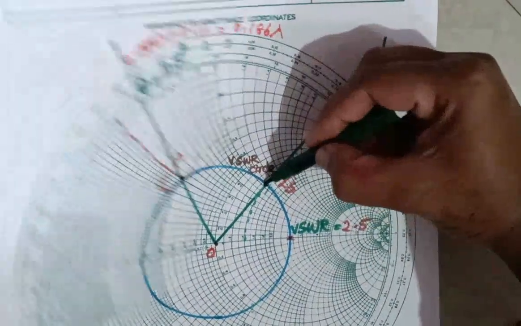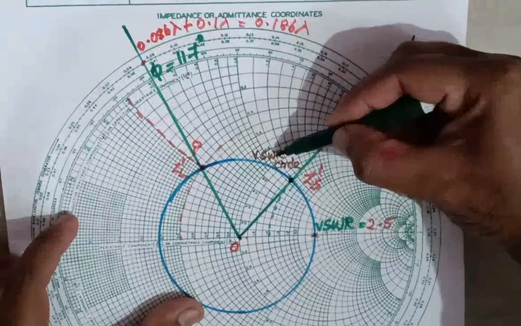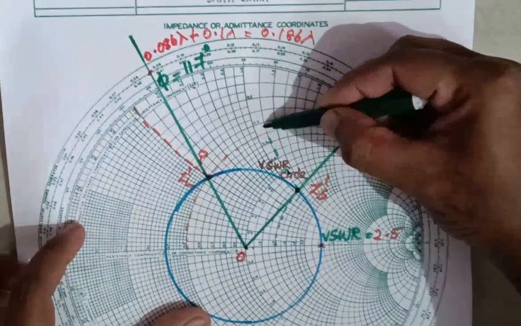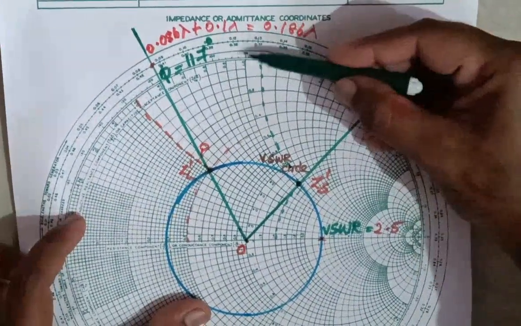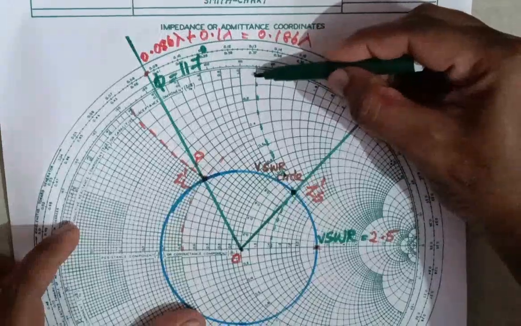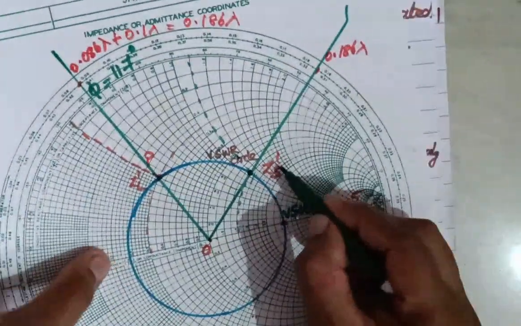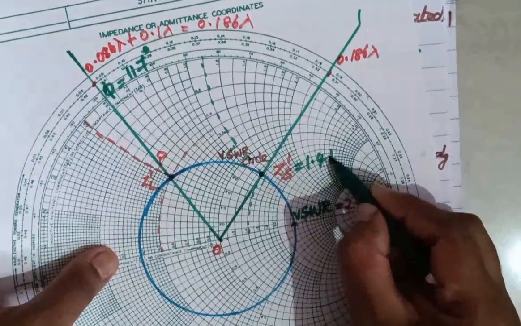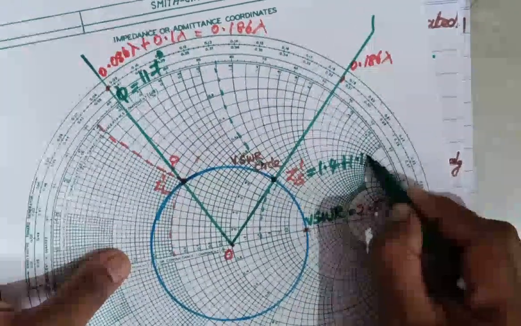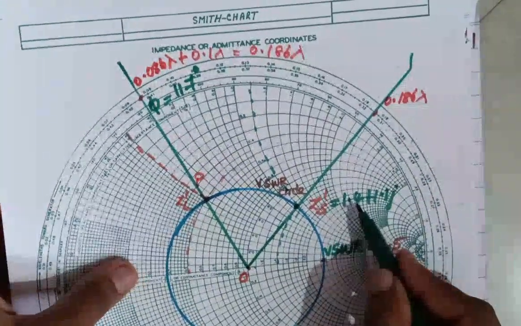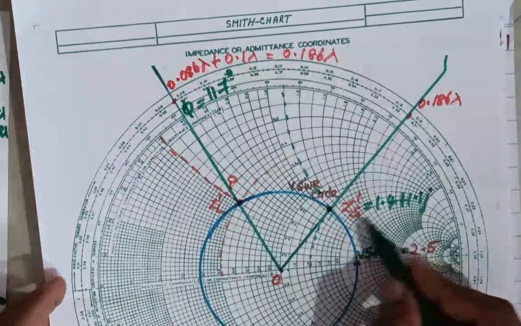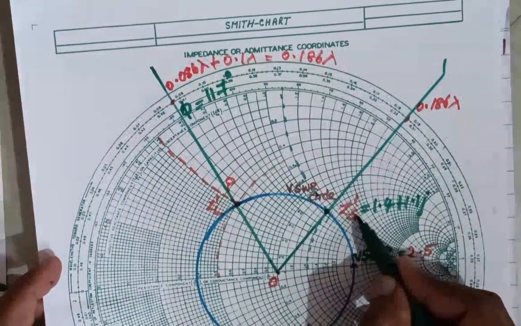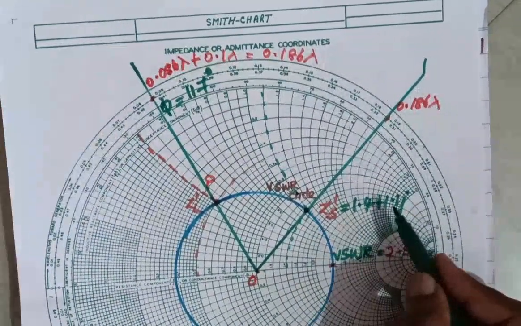Similarly, the reactance circle value is 1.1. So the input impedance we have got is 1.4 plus 1.1 j. This is the value for the normalized input impedance.